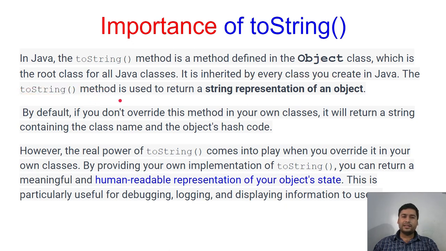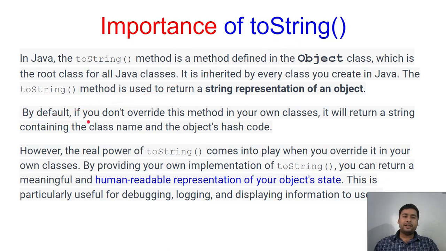The toString method is used to return a string representation of the object. Why is toString powerful? Whatever object you have, it returns the whole object in the form of a string. Because of that, we can easily see what our object is, what the data is, and how it looks. So toString is really very important.